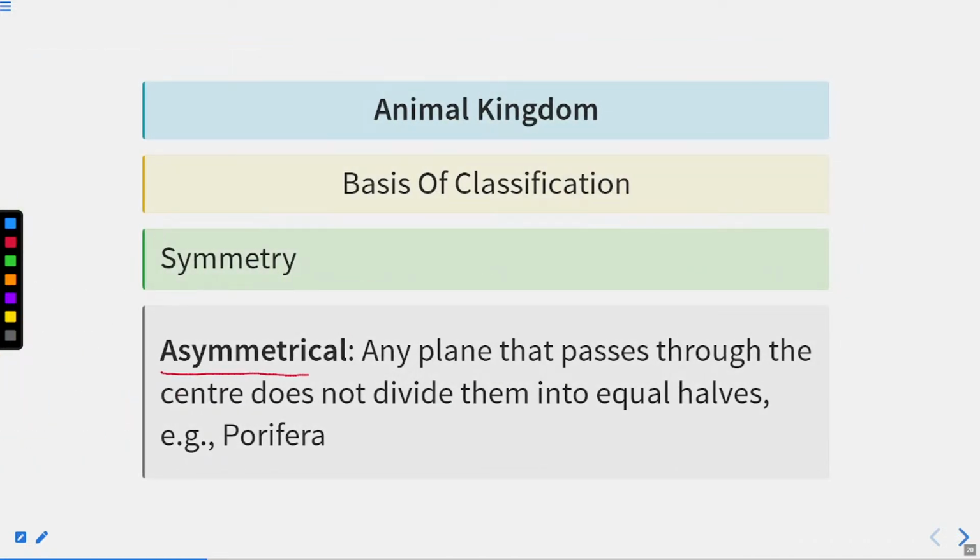So the first one is the asymmetrical. Any plane that passes through the center does not divide them into equal halves. So if you are taking a plane that you are planning to divide this organism from the center, you are not able to divide it into two equal halves. So the best example is the porifera. The organisms that belong to the porifera show asymmetrical symmetry.